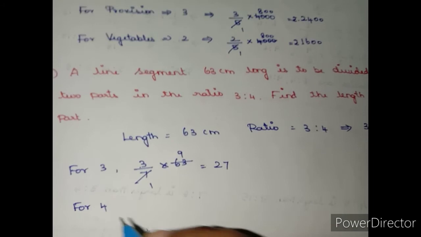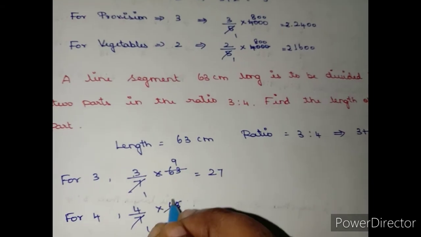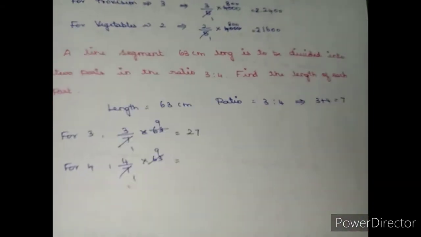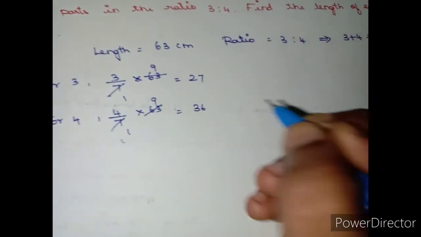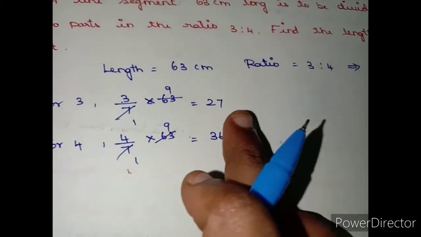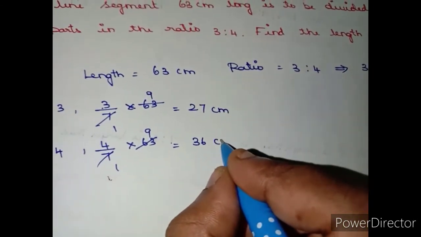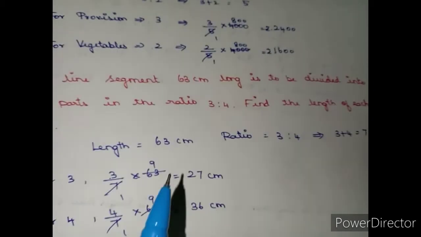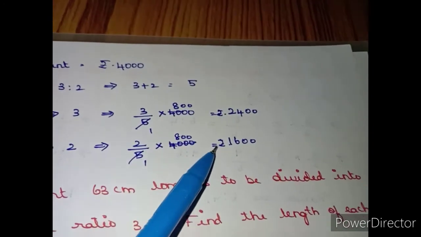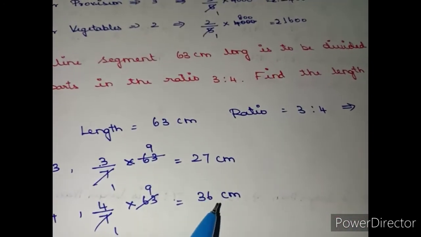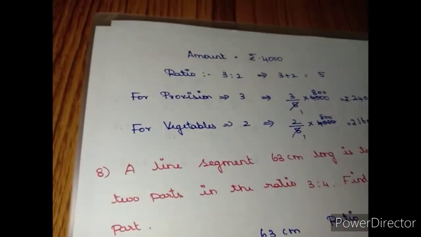See the next one. For 4, 4 by 7 into 63. 1 time, 9 times. 9 ones are 9, 9 twos are 18, 9 threes are 27, 9 fours are 36. So it can be divided into the lengths 27 centimeter and 36 centimeter. And whenever they have given units, see, in the first sum also they have given the rupees sign. I have written rupees. Here centimeter. The answer also should be in centimeter. Okay. So we have completed this exercise.